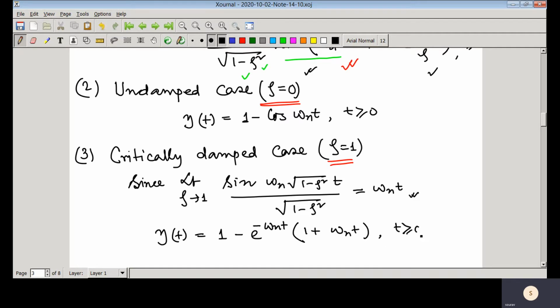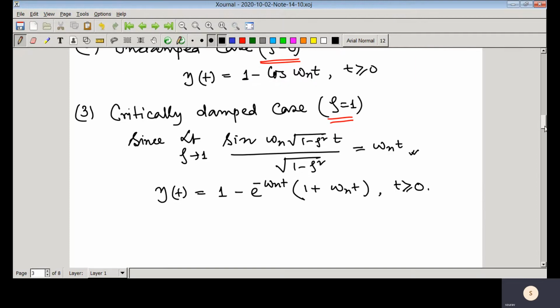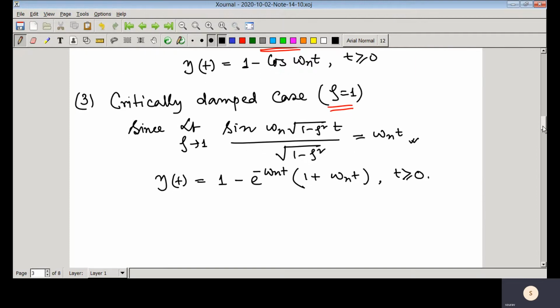So I suggest you derive these expressions on your own. Here we have seen the third case, whenever zeta equals 1, that is the critically damped case. Then the fourth one is the overdamped case. That means whenever zeta is greater than 1, that is the overdamped case. So overdamped case is zeta greater than 1.